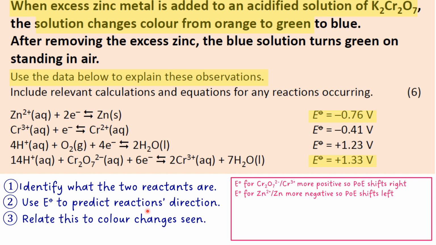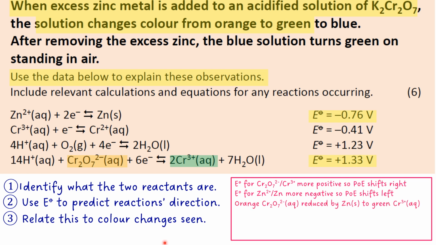So you relate this to the color changes that are seen. From your recall, you should hopefully remember that Cr2O7 2 minus is orange and Cr3 plus is green. So that would justify the orange to green change that's described in the question.